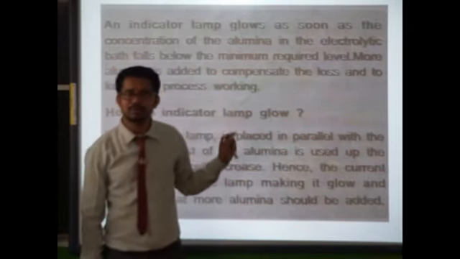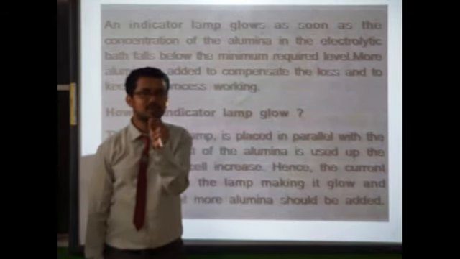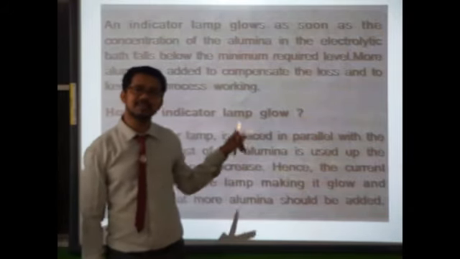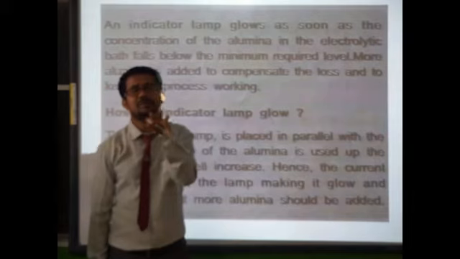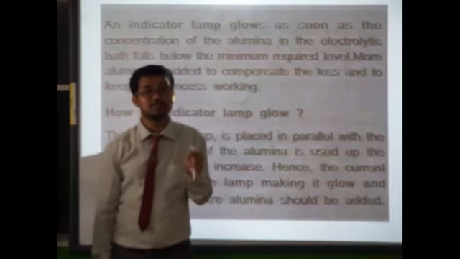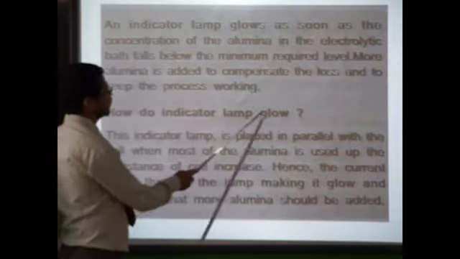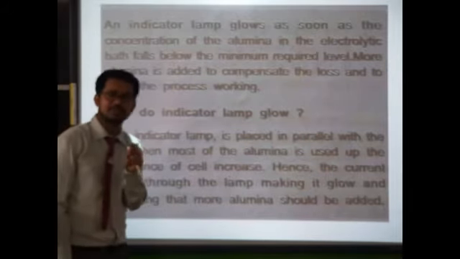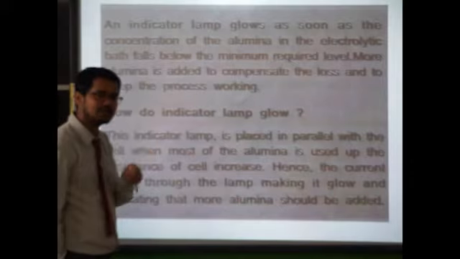Whenever the bulb glows, the voltage jumps. Actually, what is the voltage maintained? It is 5 to 6 volts. But whenever the bulb glows, the voltage will be around 40 to 50 volts. So how does the indicator lamp glow? I said the voltage jumps from 5 to 6 volts to 40 to 50 volts.